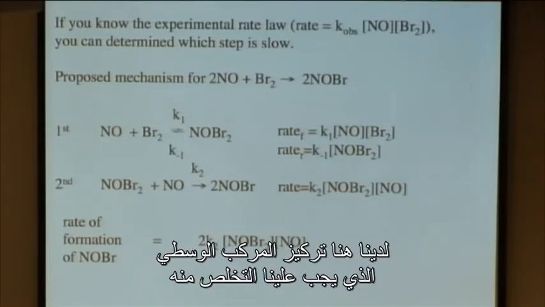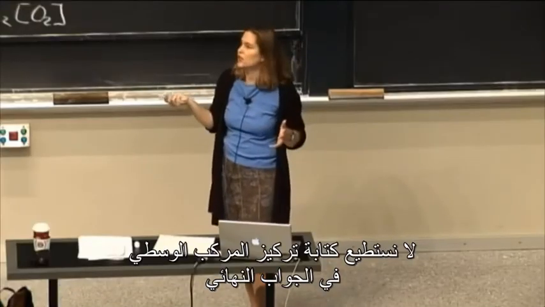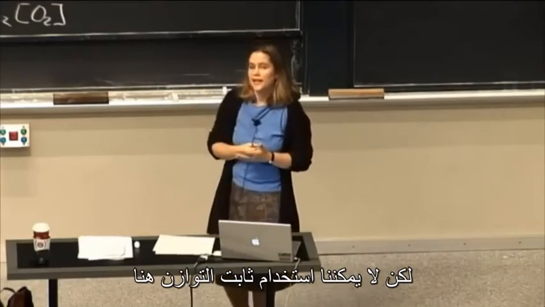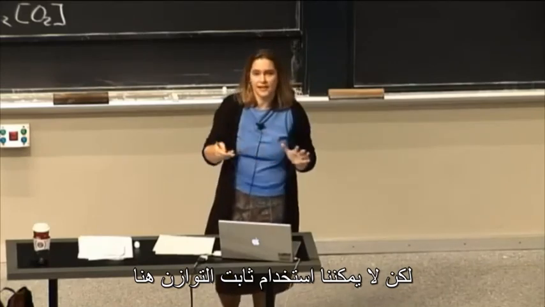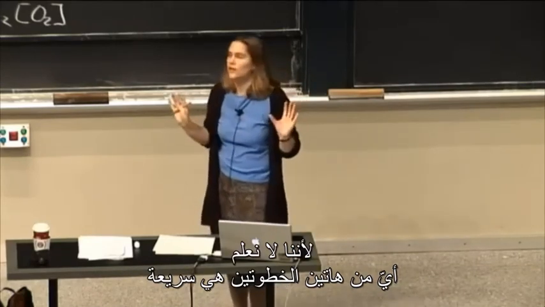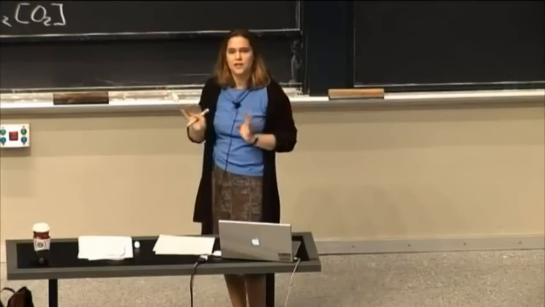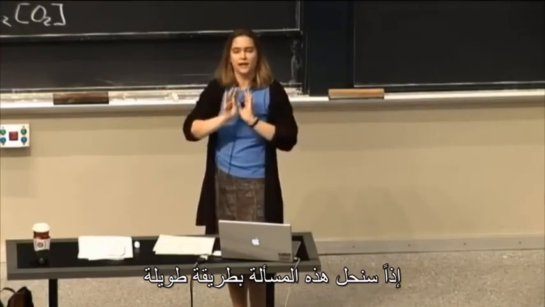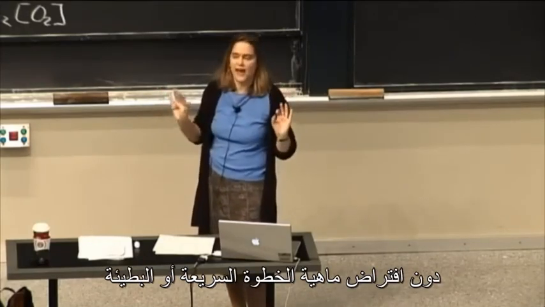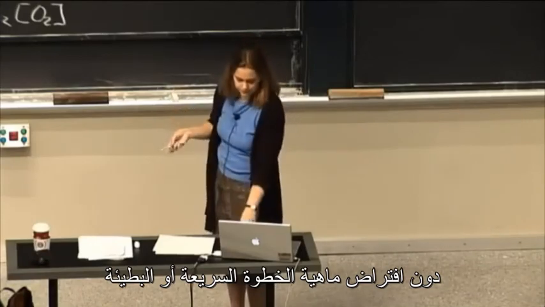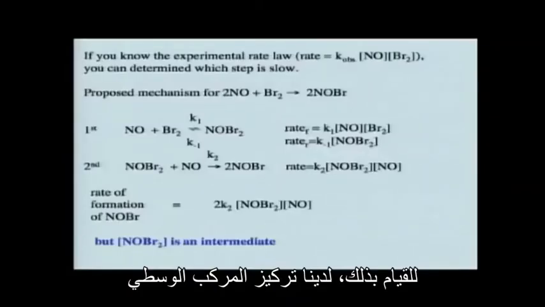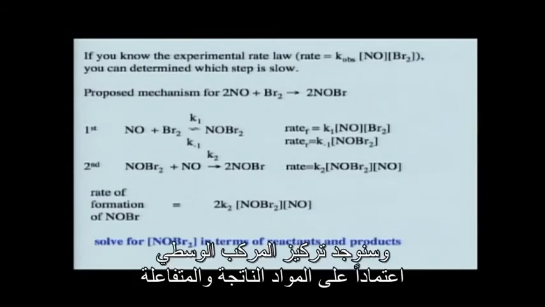So again, now we have an intermediate that we have to get rid of. We can't have an intermediate in our final expression. But we can't use the equilibrium constant right now because we don't know anything about which are the fast or the slow steps. So we're going to write it the long way with no assumption about fast or slow steps. To do this, we have our intermediate, and we're going to solve for it in terms of products and reactants.